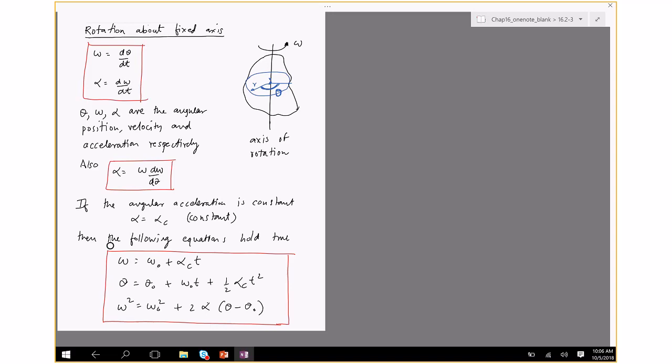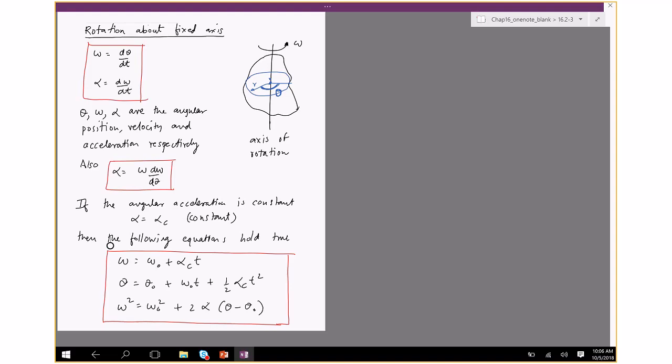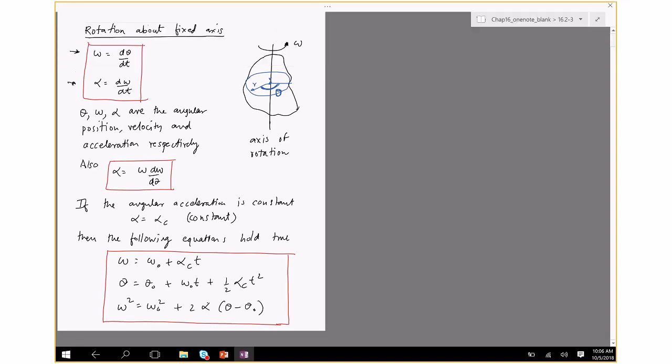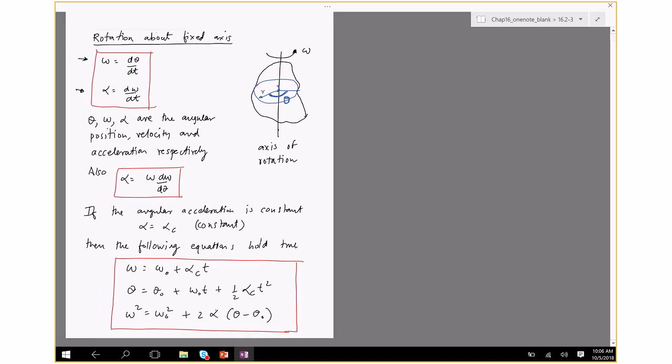First, we'll look at rotation about a fixed axis like this, like a pendulum. These formulas are very similar to the formulas we did for linear motion. Omega and alpha are the angular speed and angular acceleration. Omega is the rate of change of position, and alpha is the rate of change of speed, angular speed. The third formula is similar to a equals v dv/ds, right? And then if the acceleration is constant, you can write simpler equations, which mirror the equations we've studied for linear motion. For example, the first one, the corresponding equation for linear motion is v equals v0 plus at. We replace v with omega and a with alpha. So it's not new equations. They're just the same equations, but they hold for rotation about an axis.